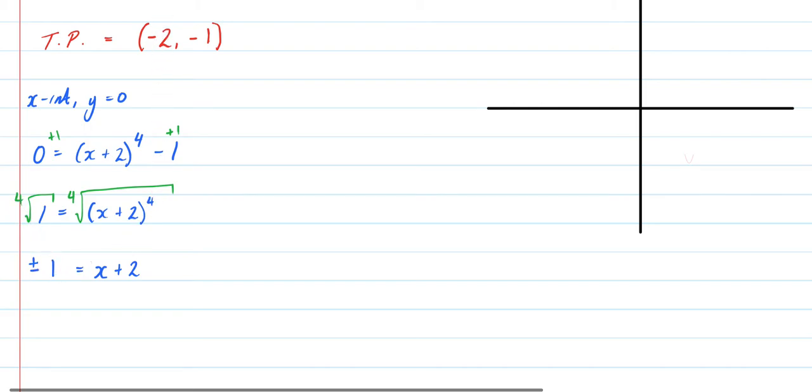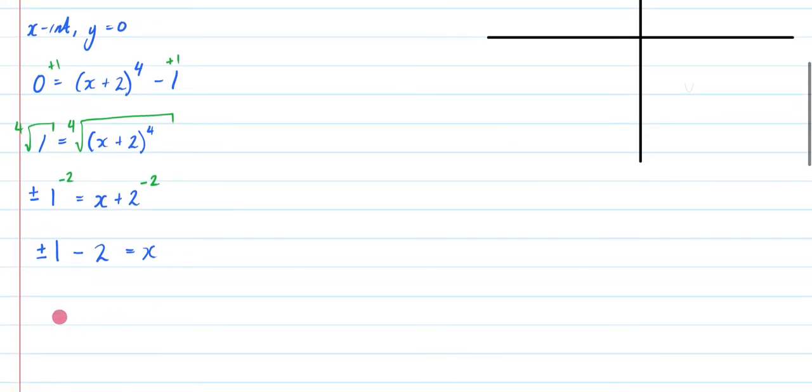Let's now continue. The next thing we're going to do is minus 2 from both sides. Now, we're going to get plus or minus 1 minus 2 is equal to x. So what's going to happen now is I'm going to get two x values. I'm going to get x is equal to positive 1 minus 2, which is just going to be negative 1. And then I'm going to get x is equal to negative 1 minus 2, which is going to be negative 3. So I have two x values.